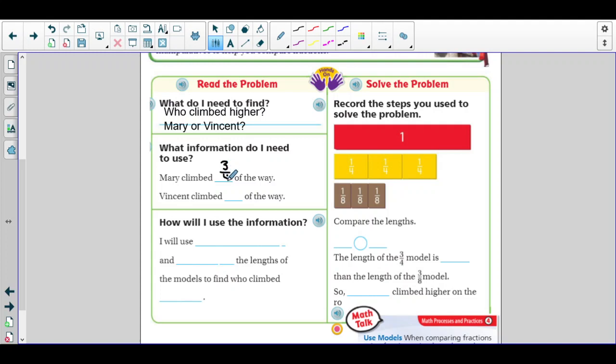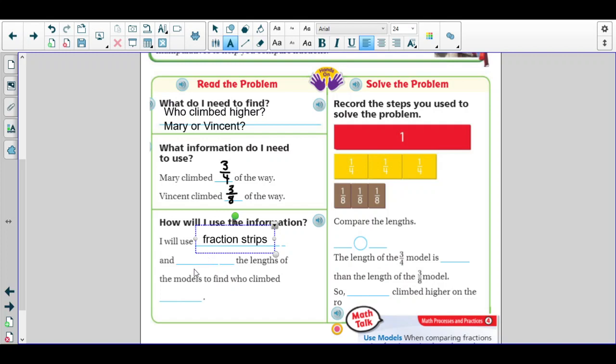And Vincent climbed 3/8 of the way. So how will I use this information? Well, I will use fraction strips, and that's what these are over here. So I'm going to use these fraction strips and compare the lengths of the models to find who climbed higher. Easy enough.